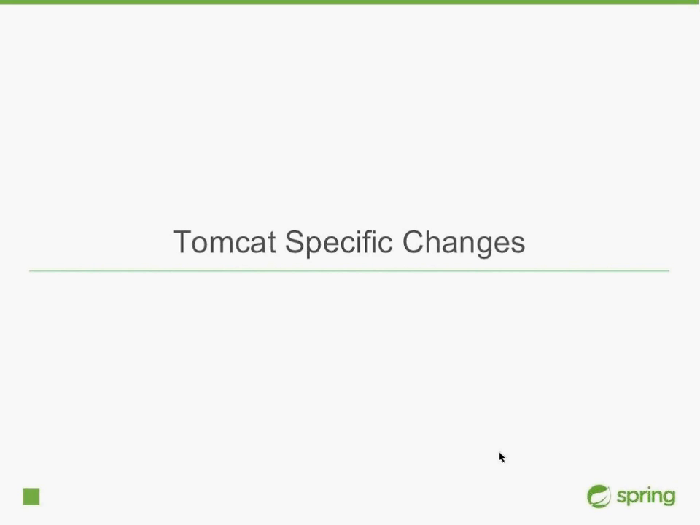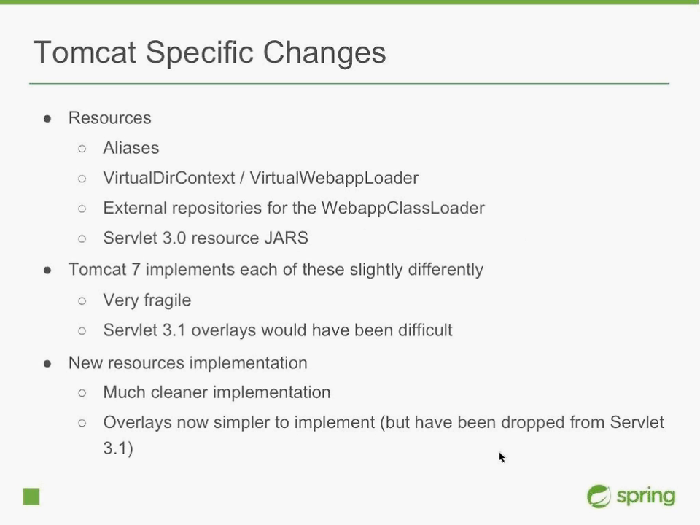So moving on from WebSockets to some other specific changes in Tomcat 8. There's a new set of features for publishing resources through Tomcat web applications using aliases and virtual directory contexts. These enable, amongst other things, the ability for you to place external content mapped into the URL namespace of a given Tomcat application. And there's additional support for the Servlet 3 resource jars. So it's possible, for example, to include JavaScript and CSS static resources inside a jar and have them published by the container.